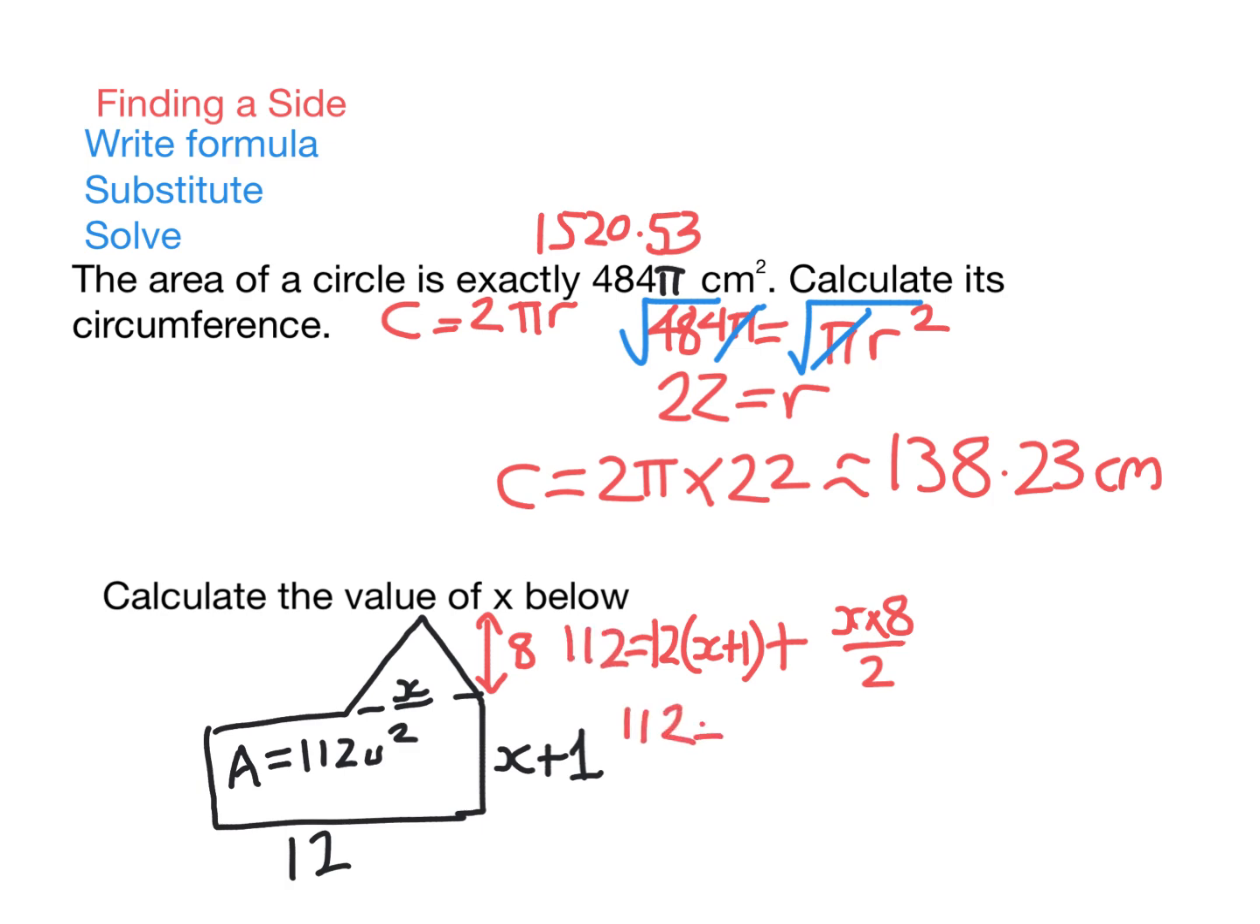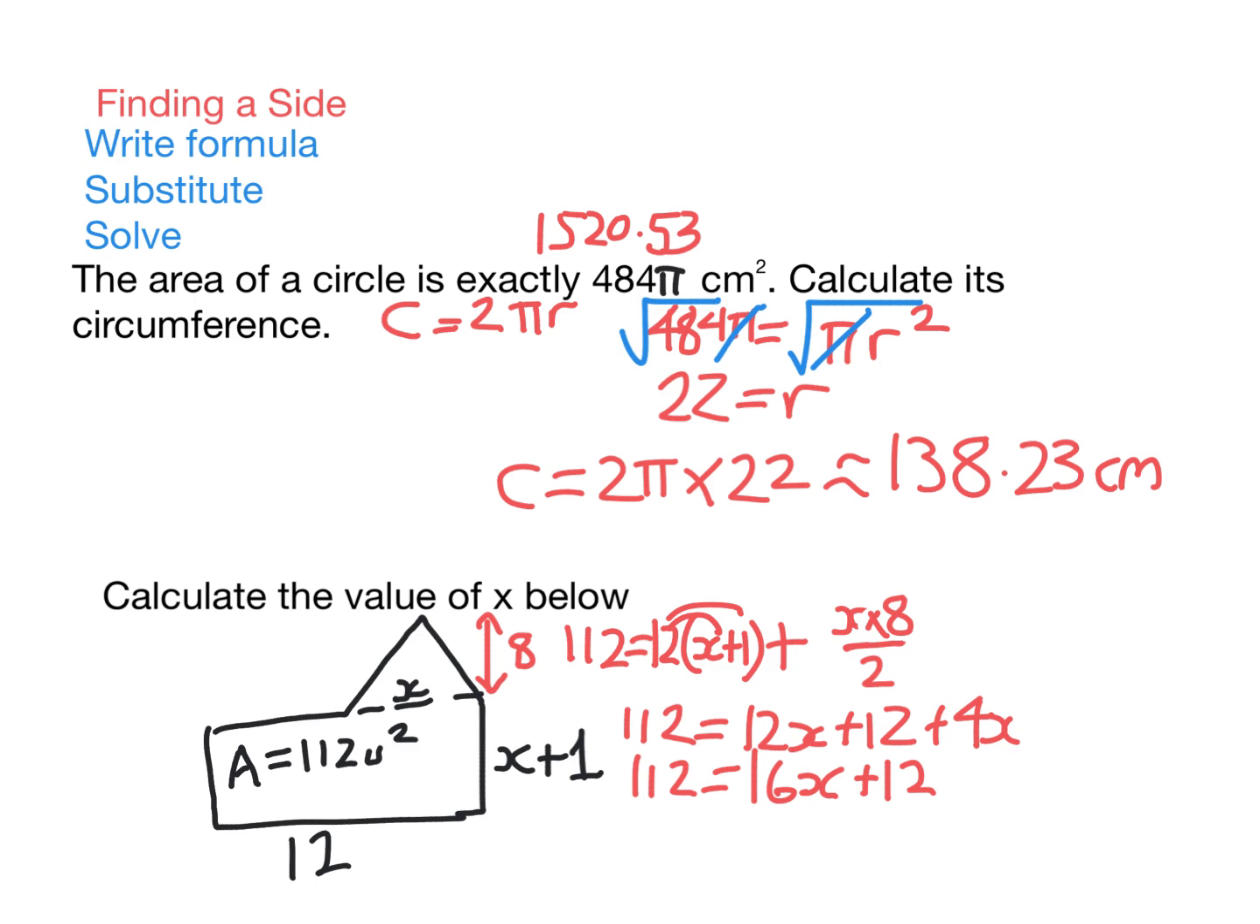So I'm going to first expand the brackets. So 12 times x and then 12 times 1. Now, for this next part, x times 8 over 2. Well, 8 divided by 2 is just 4. So this here is just 4x. It's starting to look a lot more like an equation we can easily solve. So now what I'm going to do is add 12x and 4x. They are like terms. So I get 112 is equal to 16x plus 12.